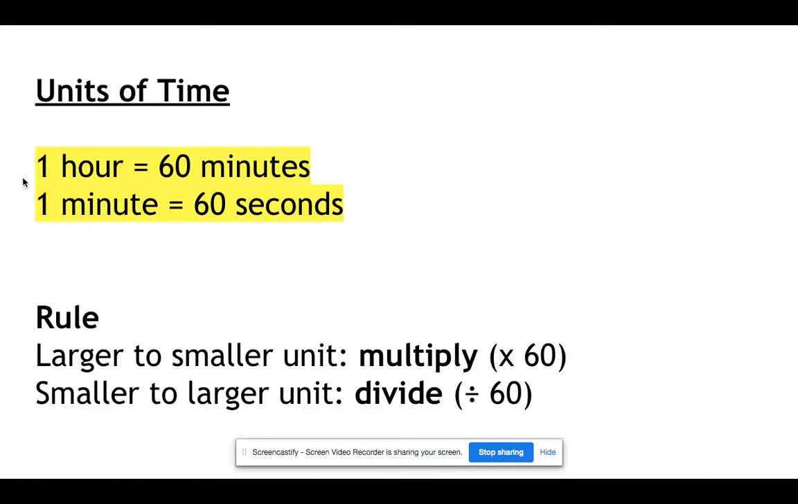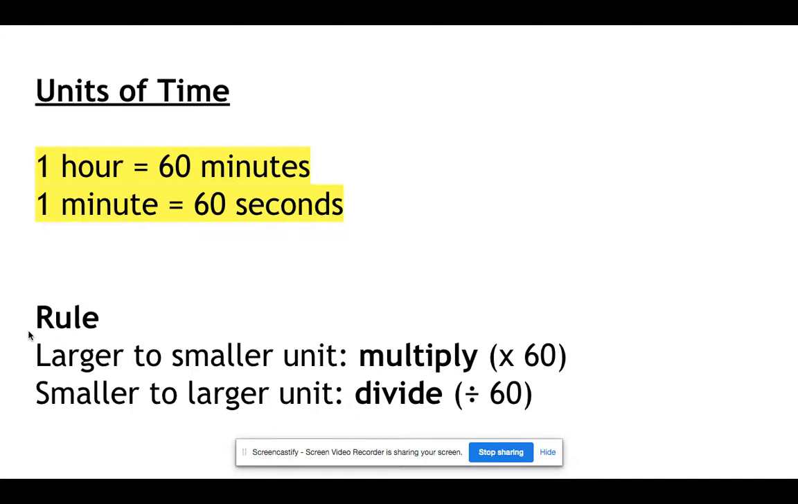So the first thing that we need to know is that 1 hour equals 60 minutes. The next thing we need to know is that 1 minute equals 60 seconds. So our units for time are hours, minutes, and seconds. Those are the only units that we're going to be using today.